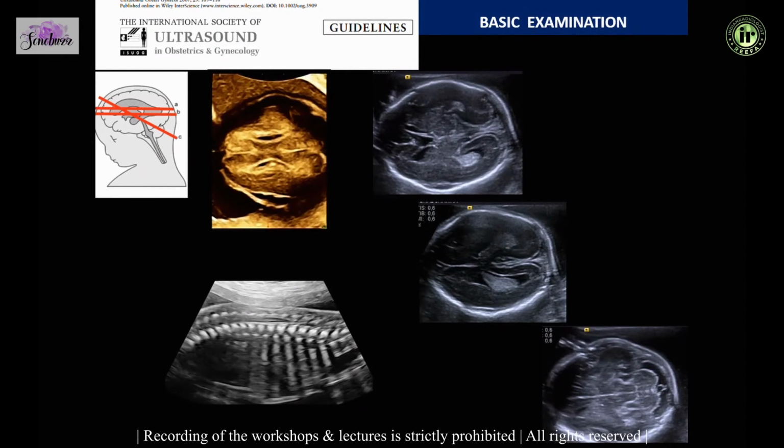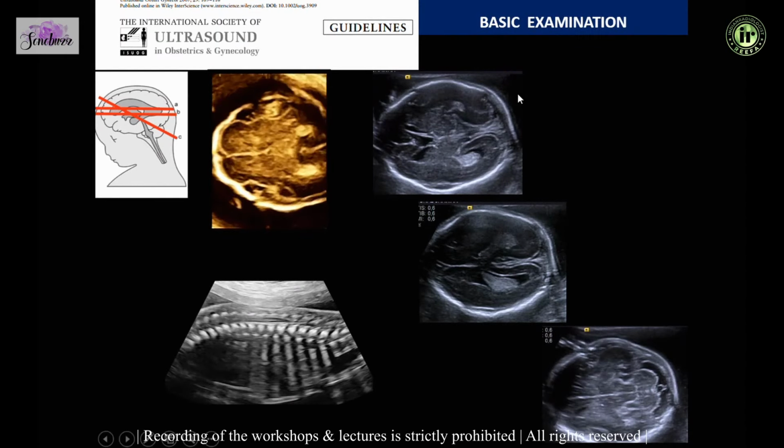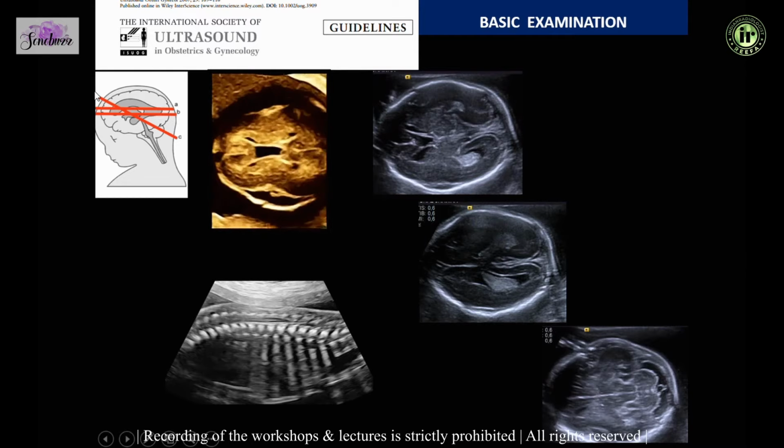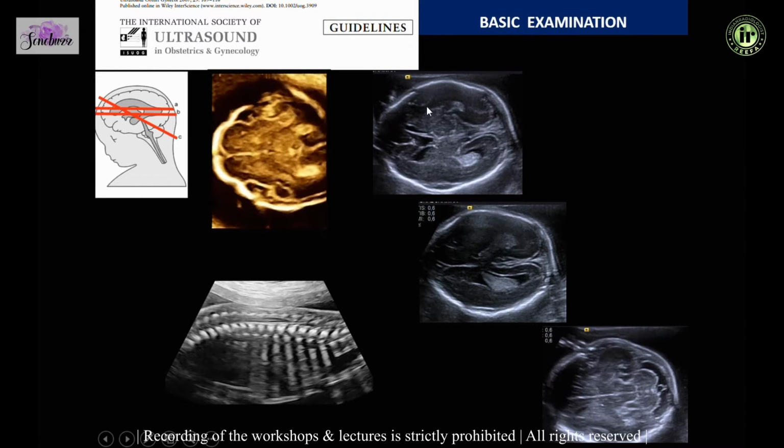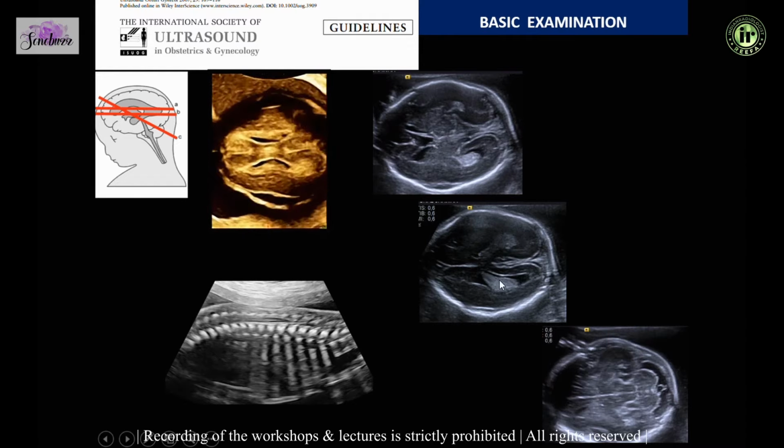So advanced neurosonogram involves thoroughly looking at the entire brain with multiple sections compared to just the basic axial sections. Basic examination involves 3 planes: the transcerebellar plane, the lowest plane, the transthalamic plane, and the highest plane, the transventricular plane. So that is the transventricular plane. This is the transthalamic plane. This is the transventricular plane.